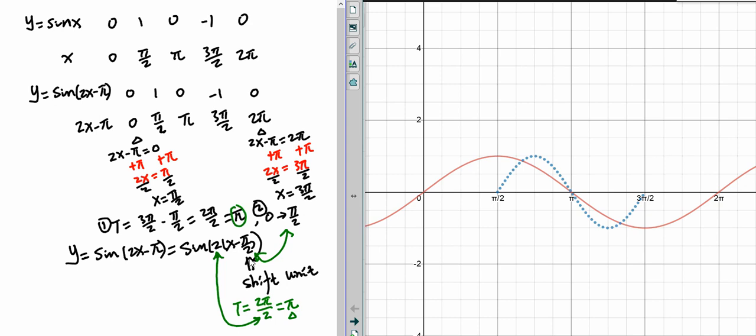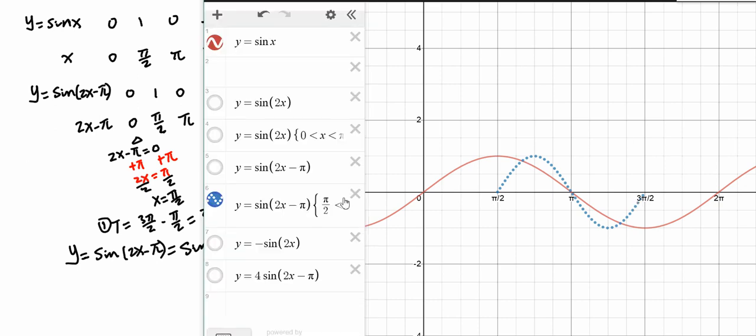Okay, and then you can see this function, the period is changed. You can use this formula to get pi, and you can see the function is shifted from the origin to pi over 2. So what you want to do is change this form to this one. And then here you'll get this picture. This is like one period analysis.